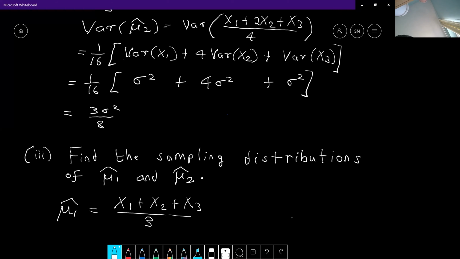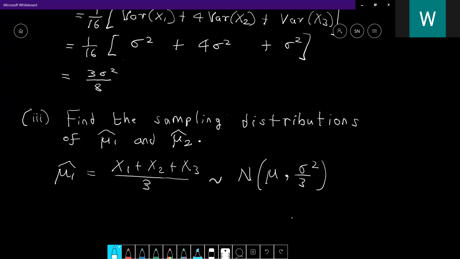So it must have a normal distribution with the mean, which we have already computed to be mu, and the variance, which we already computed, is sigma squared by 3. This is because of what I taught some time ago in the lectures, that a linear combination of independent normal variables is also a normal variable.